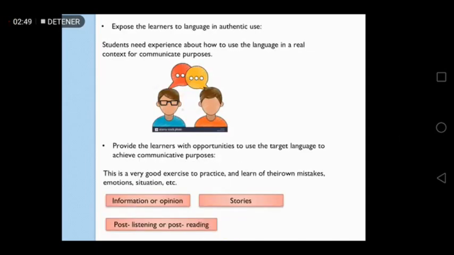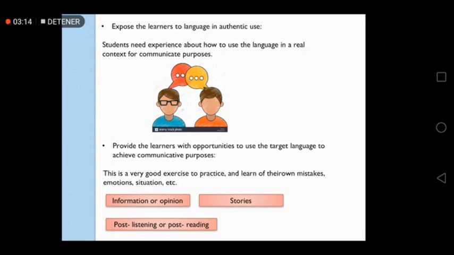Materials should expose the learners to language in authentic use. Students need experience about how to use the language in a real context for communicative purposes, not only listening to a CD, not only repeating a conversation of the book, because this is not a real context for communication.